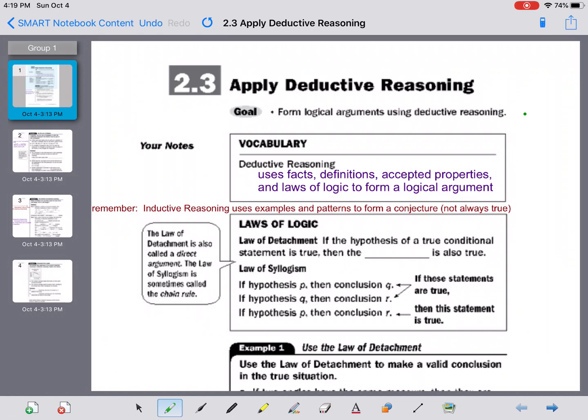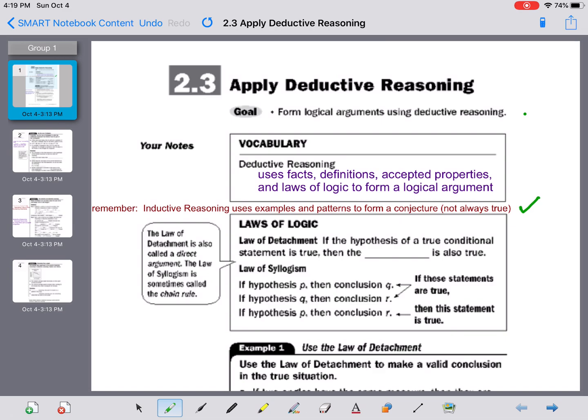2.3, apply deductive reasoning. So we started out in chapter 2 with 2.1, which was inductive reasoning. And you'll see right here, I did a quick reminder for you that inductive reasoning uses examples and patterns to form a conjecture, which may or may not be true. So inductive reasoning is often based on just observation.